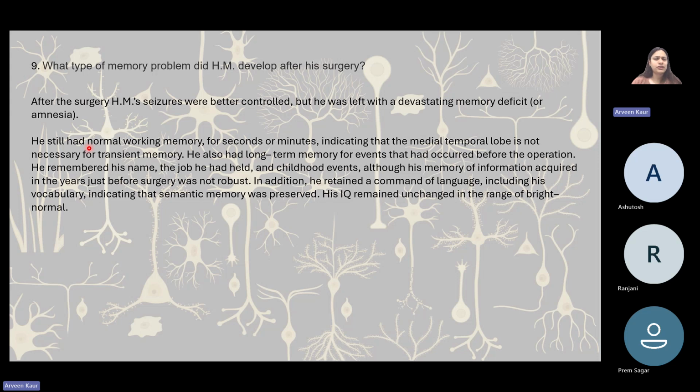So that short-term, or rather transient, memory he had. He also had long-term memory for events that had occurred before the operation, right? He remembered his name, the job he had held, childhood events, although his memory of information acquired in the years just before the surgery was not that robust. In addition, he retained a command of language, including his vocabulary, indicating that semantic memory was also preserved. His IQ remained unchanged, in the range of bright normal, right? So that was also completely there.